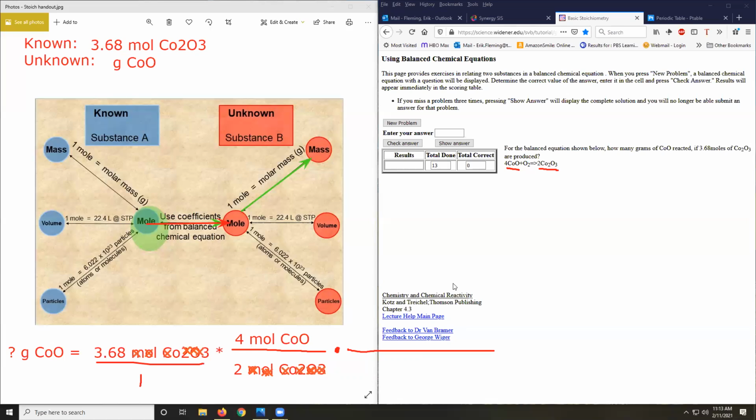Now on the second line on the mole map, and I'm going to redraw that in red as we're doing it, I'm going to go from moles of cobalt oxide to grams of cobalt oxide. And what does it say on that line for me to do? Can you read that for me, Christian? The 1 mole equals molar mass. Yeah.